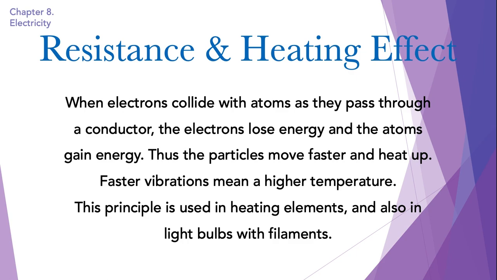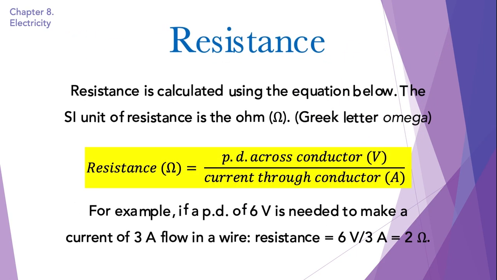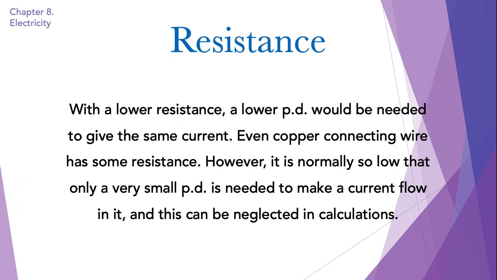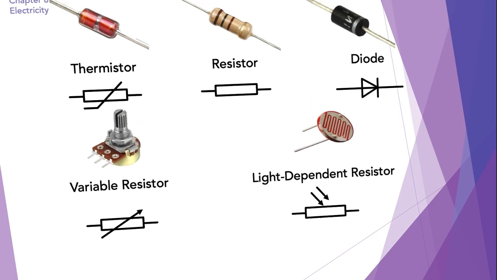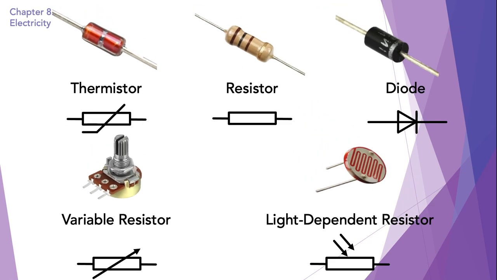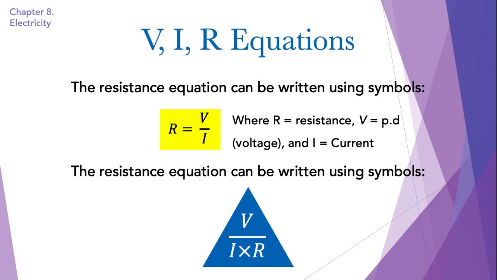So I hope you have understood resistance. This was the equation of resistance, potential difference divided by current, and we get the resistance. The SI unit of resistance is the ohm. So now that we've understood resistance, we are going to move ahead onto understanding the link between current, voltage, and resistance. So here we have the VIR equation. This is the resistance equation. We have written it using symbols here, where R represents resistance, V potential difference, and I current. So the resistance equation can be written using symbols, and this is the triangle we use to rearrange the equation.